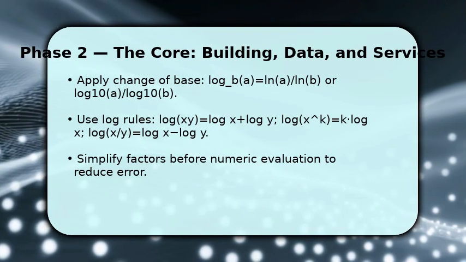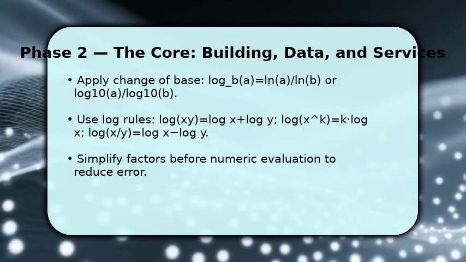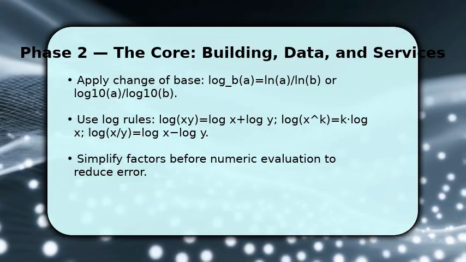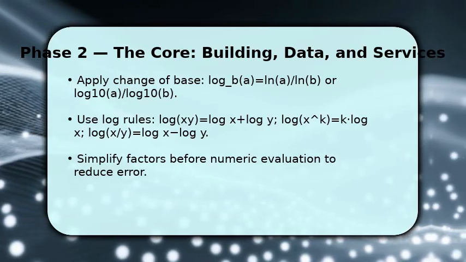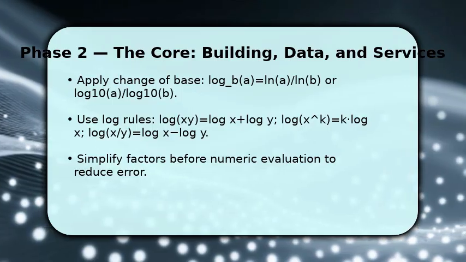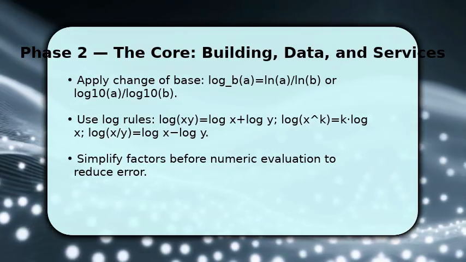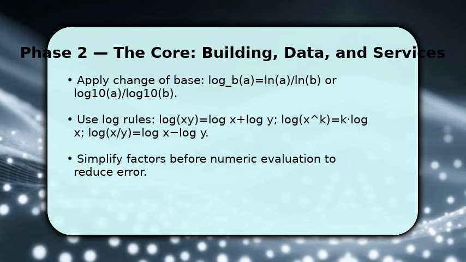You now convert the expression to a familiar log. Use log b, a equals ln a / ln b, or with log 10, whichever your tool uses. Then apply log identities: break products into sums, powers into multipliers, and quotients into differences so you simplify the argument before dividing. This reduces rounding error and clarifies exact components.